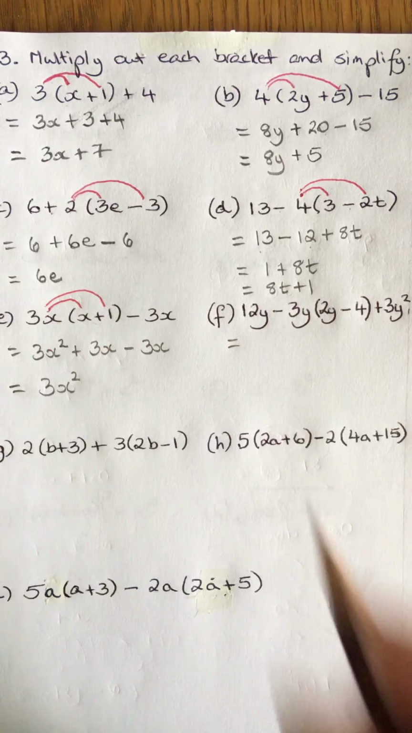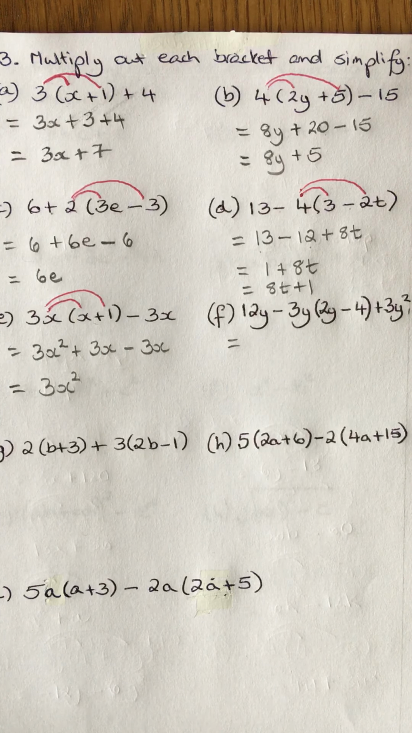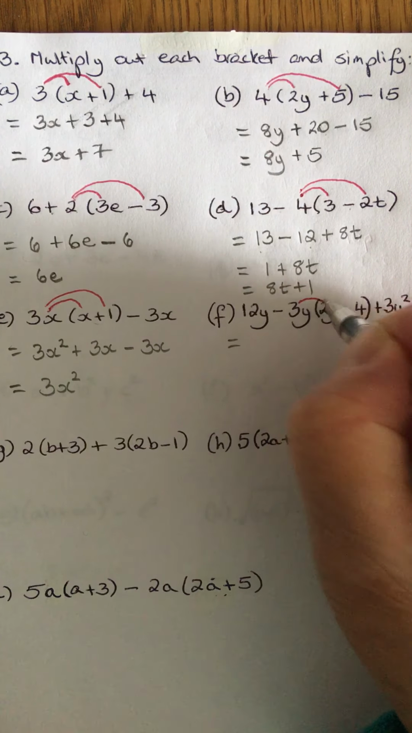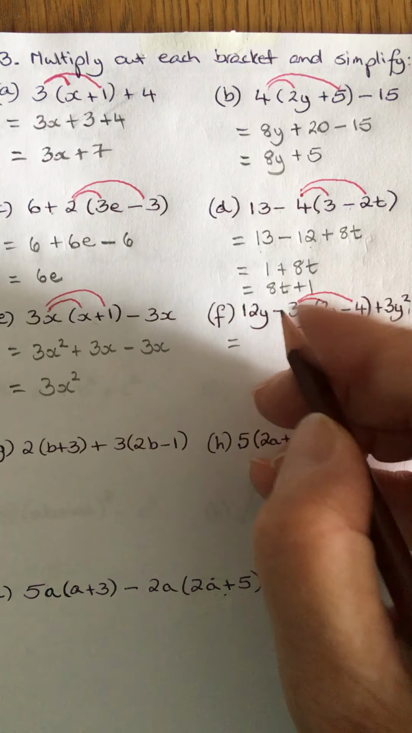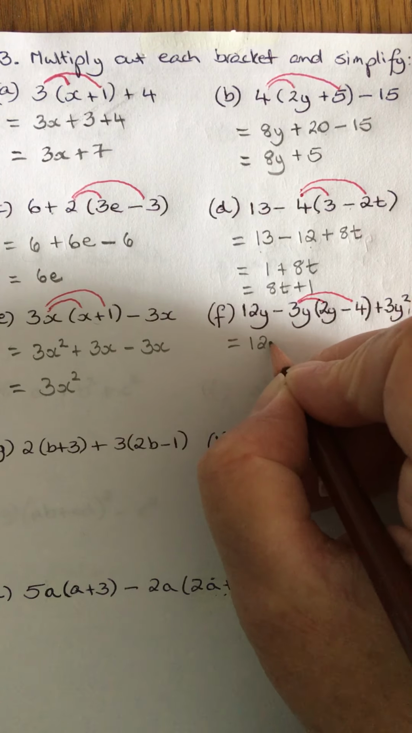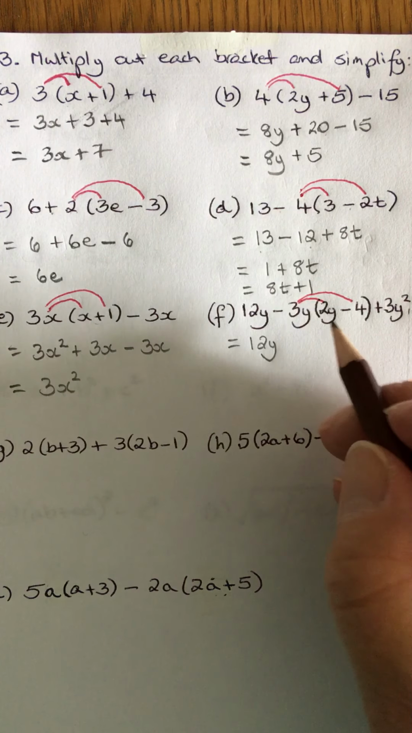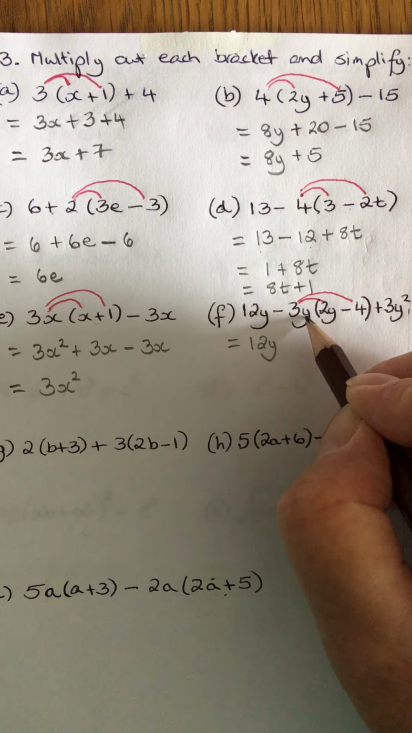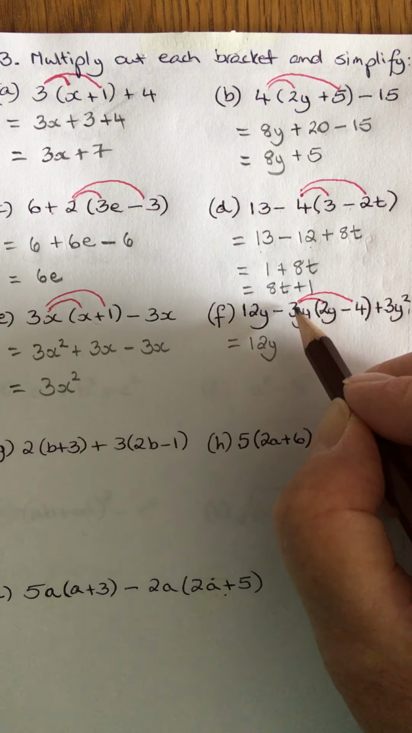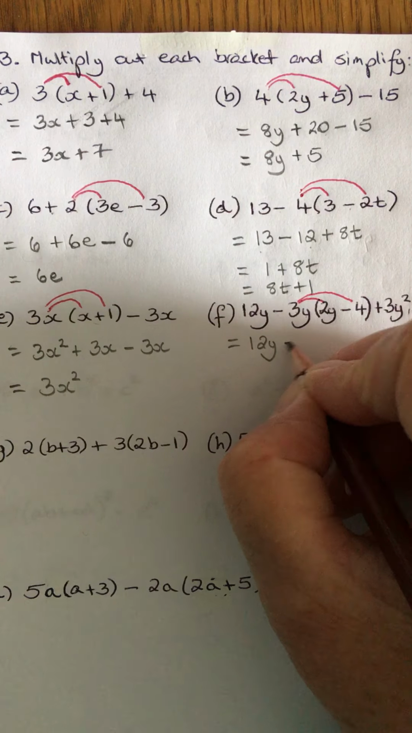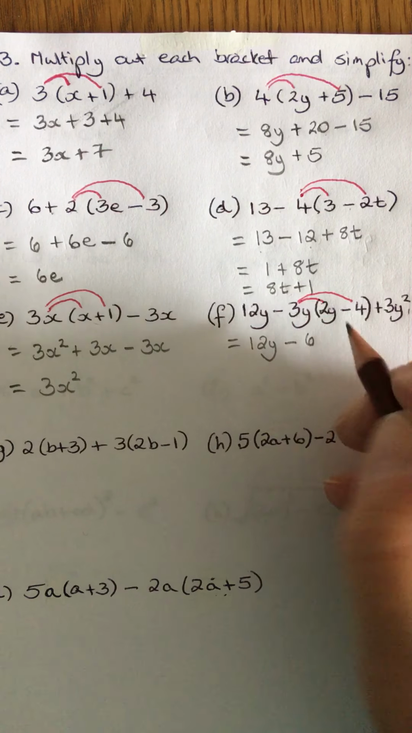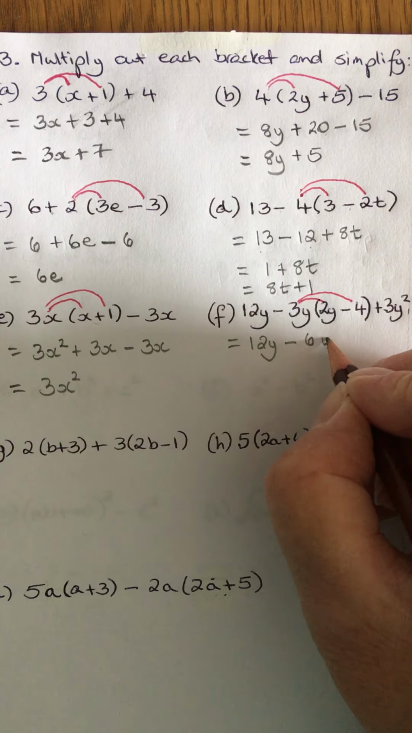Okay, next one. Right, so the bracket's in the middle of the expression. So this is the bracket that we're going to multiply out. But first of all, we've got this 12y. So 12y stays there just now. We then get a negative 3y times a 2y. So negative 3 times 2 becomes minus 6. Y times y, y squared.